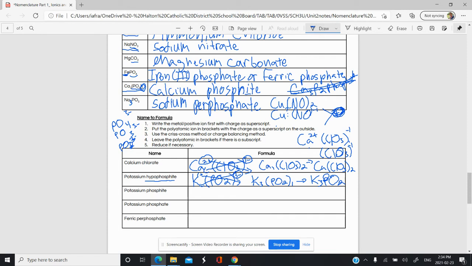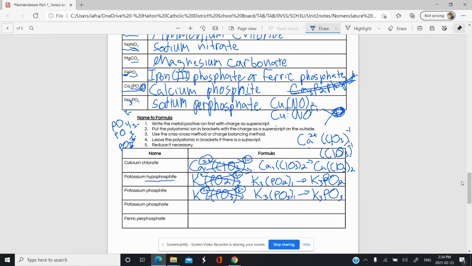Let's try the next one. Potassium phosphite. Luckily, we already derived it there. So we have K 1+. Phosphite is PO3 3-. Crisscross, and you get K3, brackets, PO3 1. Because there's a 1 there, you can drop that bracket and just put K3PO3.